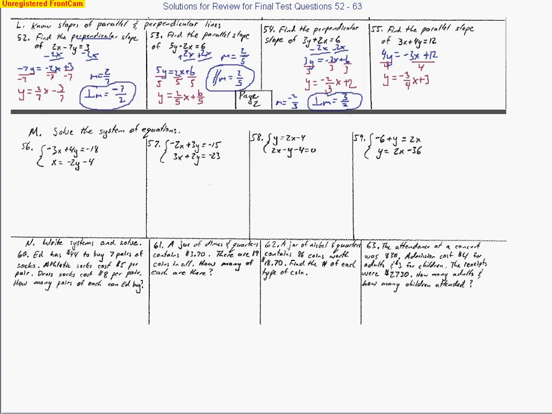So again, the slope of this line is equal to negative 3/4. Well, we want the parallel slope. Parallel slopes are exactly the same. So it's just a negative 3/4.